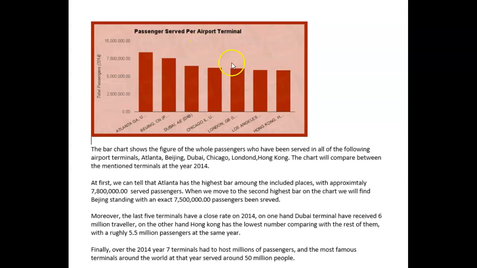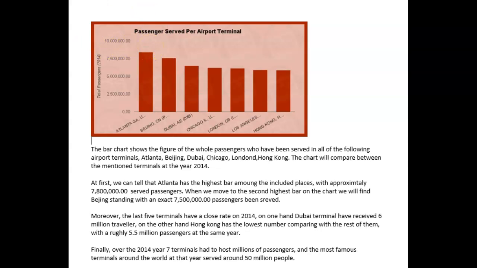And then you can say that in between them were these two, and then you can talk about that. So talk about the differences between them, the similarities. And then, if you want, like I said before, you could compare the figures for Hong Kong and Los Angeles with Atlanta. So that's how I would do this.